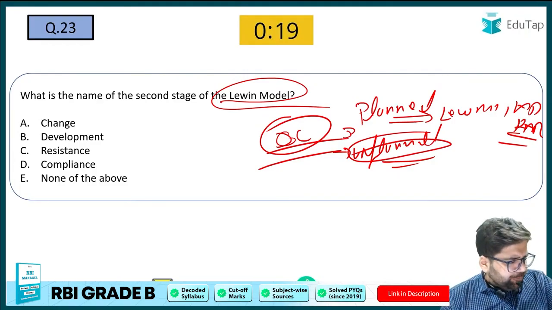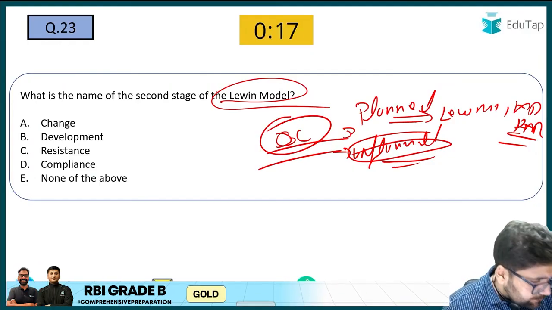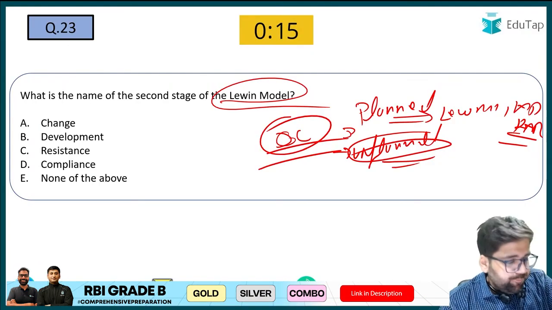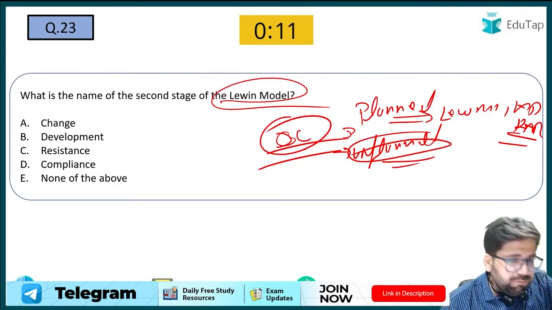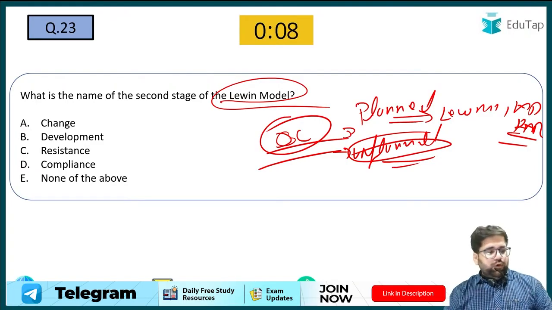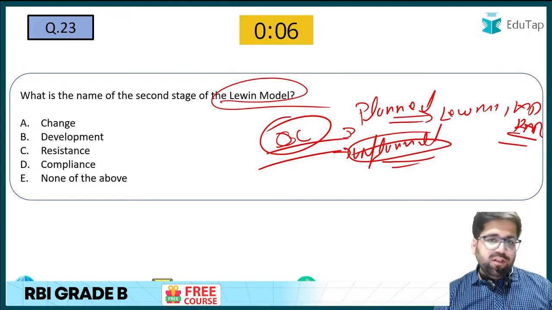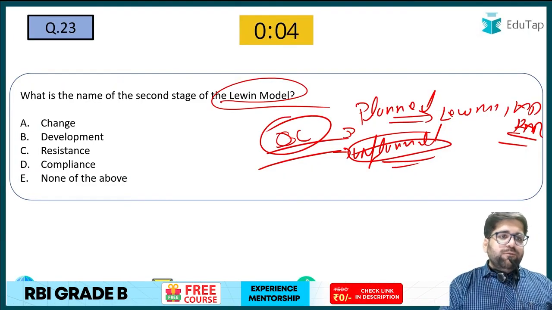So let me see the chat box now. 21B. I think we are at 23 right now. Prashant is saying BBB. I don't know what Prashant is saying, but let's come to question number 23.